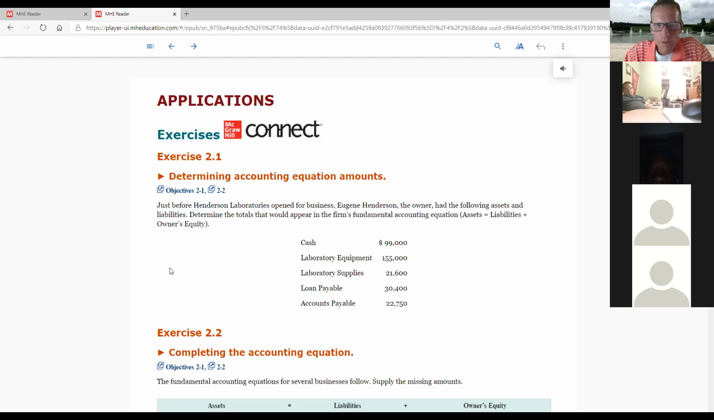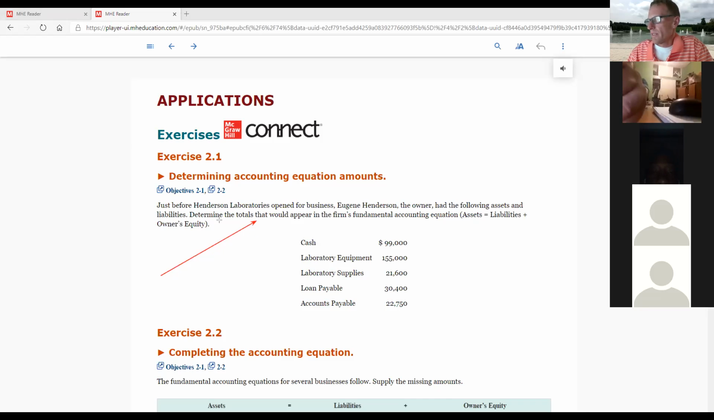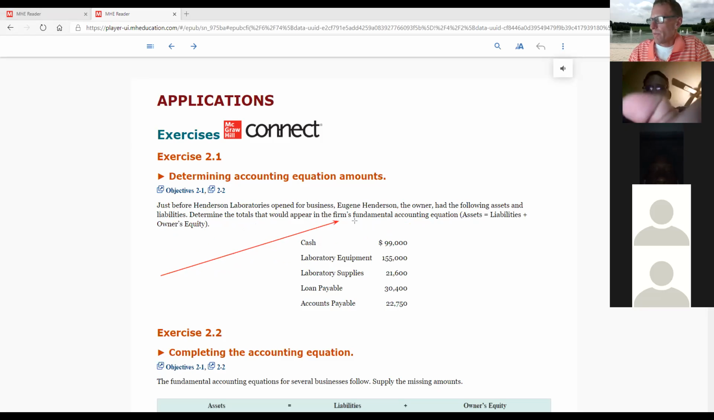You'll find chapter. It's all sorted out by chapter. Okay, so exercise 2.1. Here's what we'll do. Starting with this first one, we're just going to work on classifying these under the equation. Just before Henderson Laboratories opens, the owner had the following assets and liabilities. Determine the totals that would appear in the firm's fundamental accounting equation.